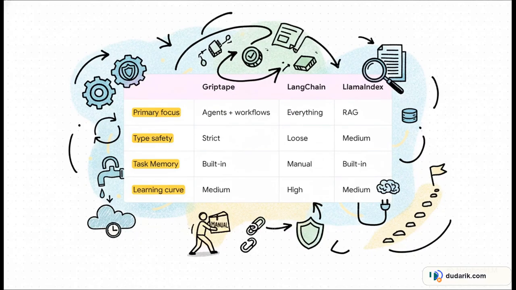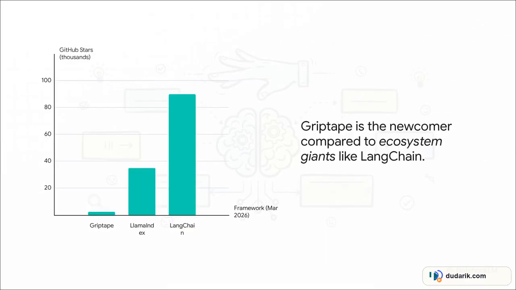Llama Index is, of course, the king of RAG. But look at these other rows. The strict type safety in Griptape, that's a huge win for catching bugs early. And again, that built-in task memory, it's just such a killer feature compared to having to roll your own solution in other frameworks.